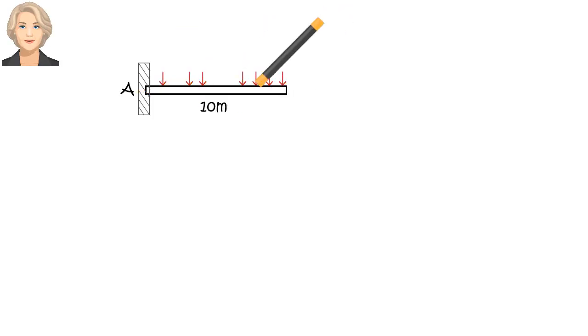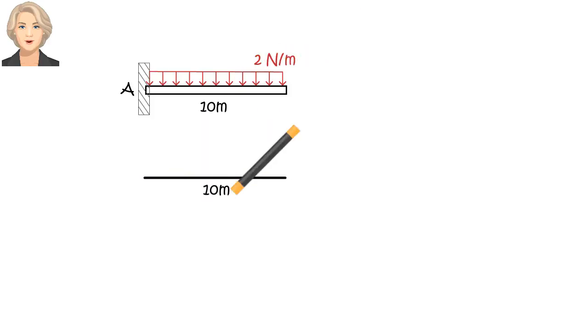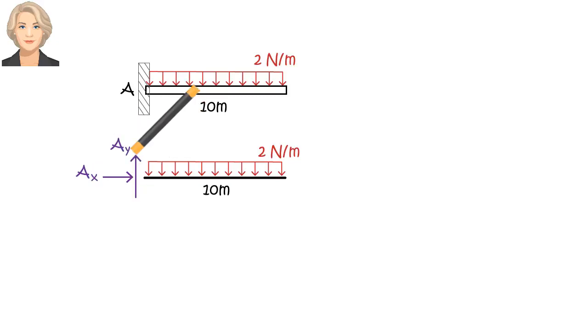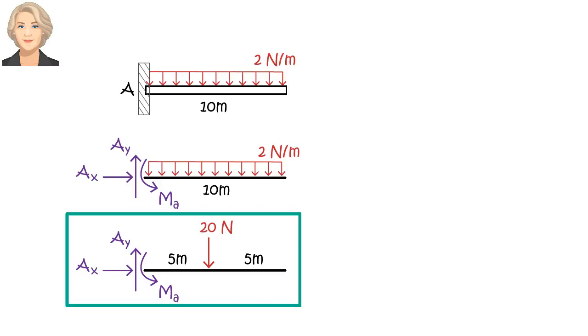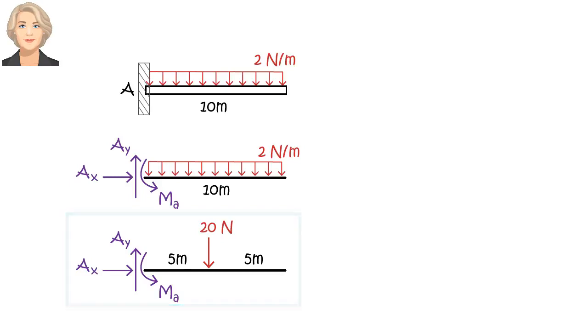Let's look at two more examples. Here, we have a cantilever beam subjected to a uniformly distributed load. To analyze the beam, first we draw its free body diagram. We then replace the uniformly distributed load with its equivalent concentrated load. So now our free body diagram looks like this. Then we write the equilibrium equations.